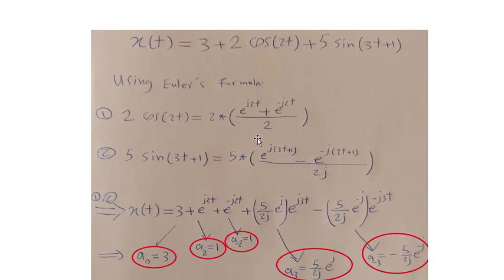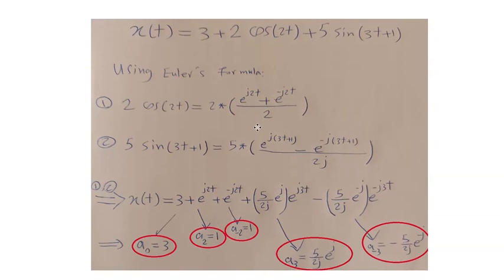I wrote the question for you on a piece of paper. And here is the solution. Look, first of all, this is the x of t. x of t was 3 plus 2 cosine of 2t plus 5 sine of 3t plus 1.